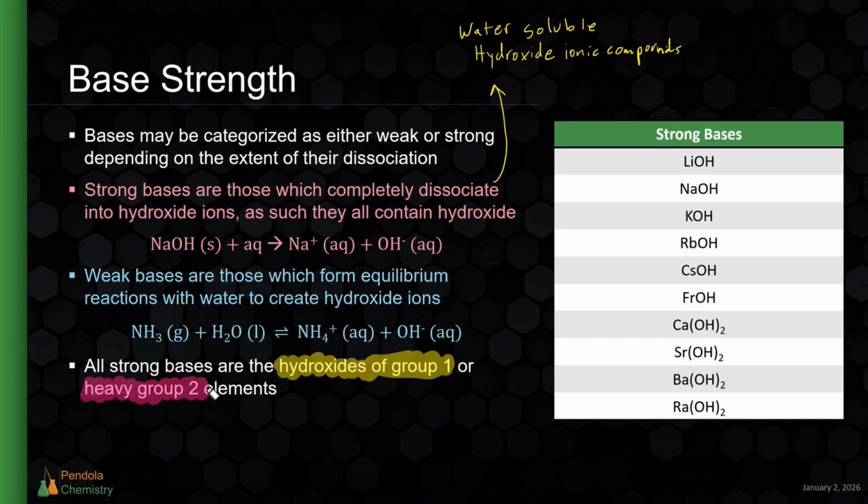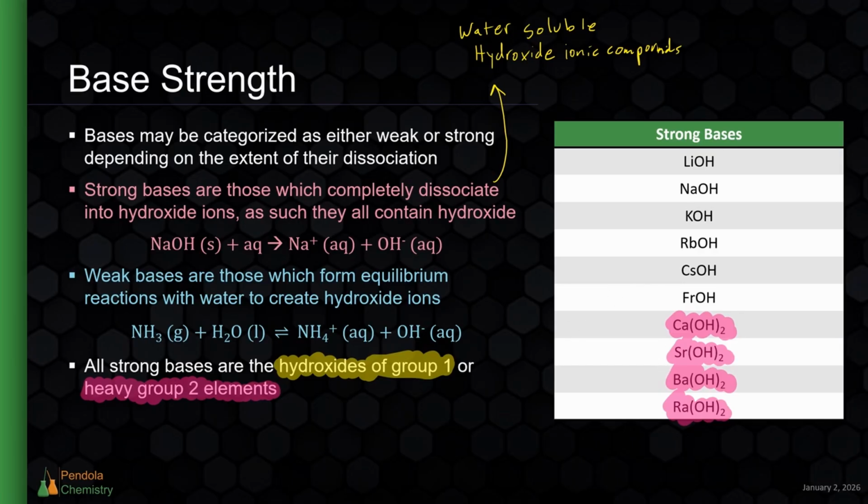What do we mean by heavy group 2 element? We mean on the periodic table calcium and below. So calcium hydroxide is a strong base, strontium hydroxide, barium hydroxide, and radium hydroxide, all of which are group 2 elements. The main ones missing here are magnesium and beryllium hydroxide.